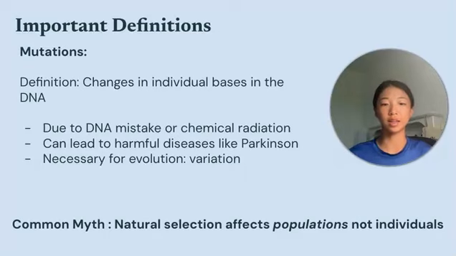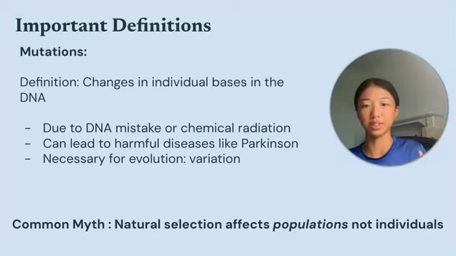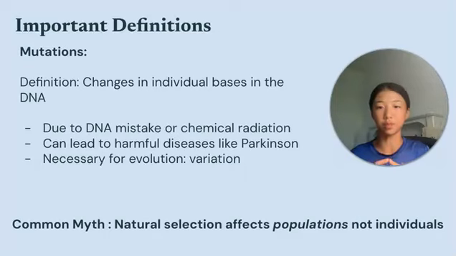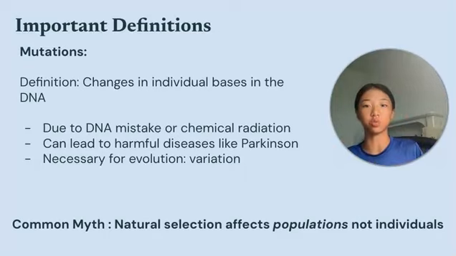Before we end this, we will talk about one more thing, and that's the common myth of natural selection. Natural selection doesn't affect individuals. It affects populations. For instance, DDT resistance doesn't happen over one mosquito. One mosquito doesn't all of a sudden become DDT resistant. The entire population of mosquitoes becomes DDT resistant.